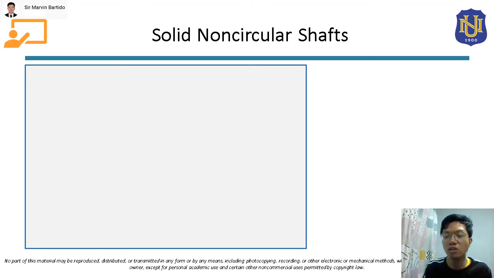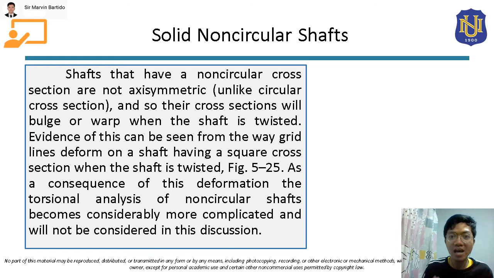Okay, so previously we talked about torsion in circular shafts. Everything that we talked about in that discussion is for circular shafts. Now we are going to discuss torsion in solid non-circular shafts. Shafts that have a non-circular cross-section are not axisymmetric, unlike circular cross-sections. Axisymmetric means it exhibits symmetry around its axis. If it's not axisymmetric, it doesn't exhibit symmetry around its axis.